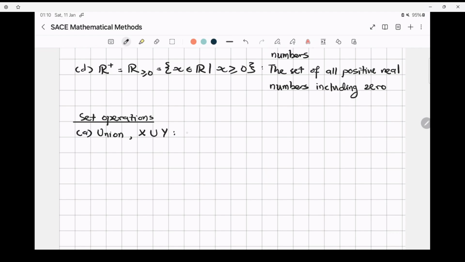The union basically is a set of all things that are elements of x or y or both.